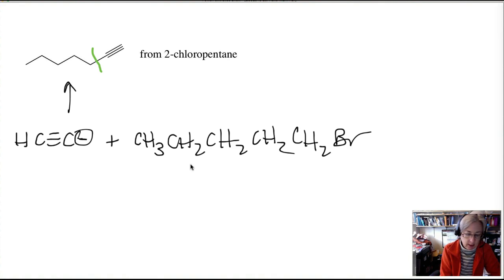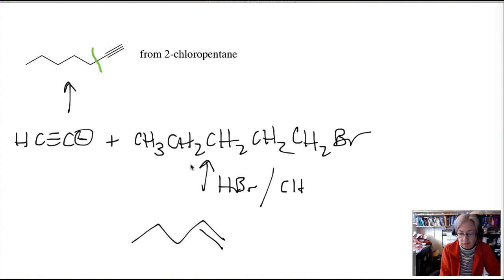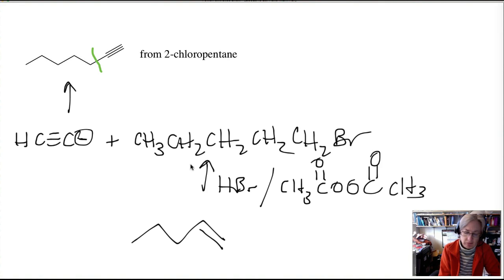Okay. How do I make this? Well, now I ought to be able to make this from this, with HBr. How about some peroxide? Let's randomly choose a peroxide and a little heat, and that ought to work. Yay! So now the question is, how do I make this from this?